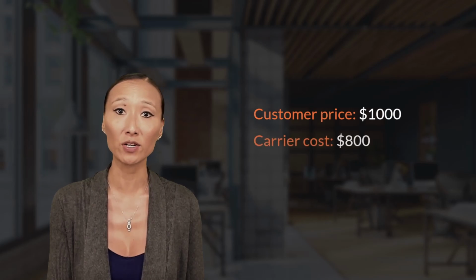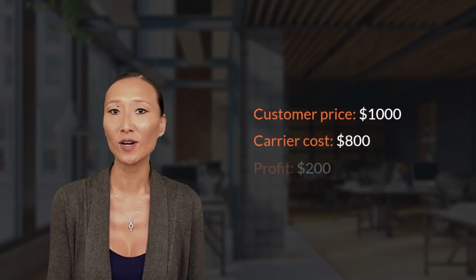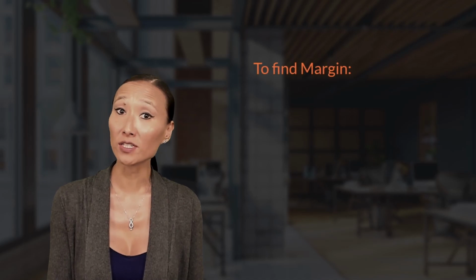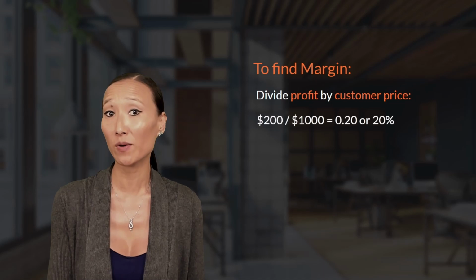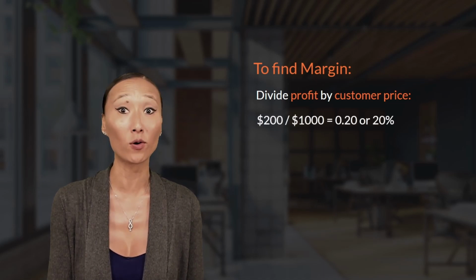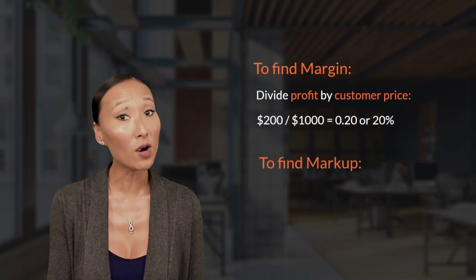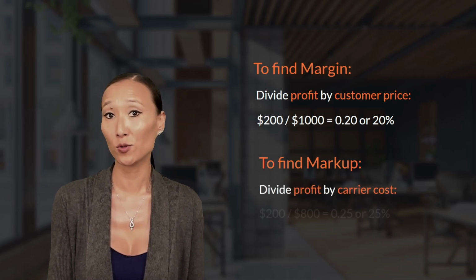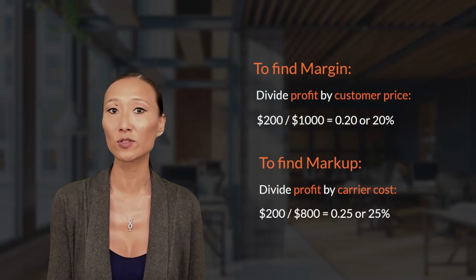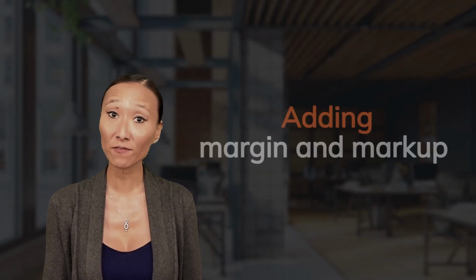Using a real example, let's say you're charging your customer $1,000 and your cost is $800. Your profit in this case is $200. To find your margin in this example, we divide the profit by the sale price. 200 divided by 1,000, which gives you 0.20 or 20%. To find your markup in this example, we divide the profit by the carrier cost, so $200 by 800, which equals 0.25 or 25%.